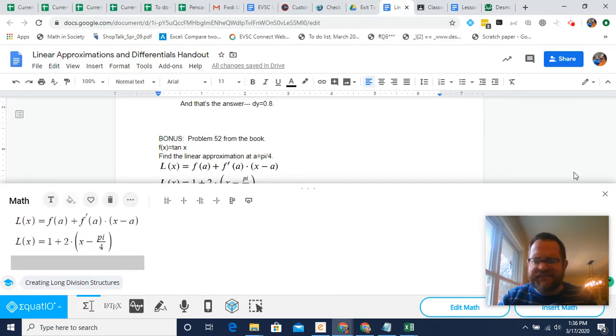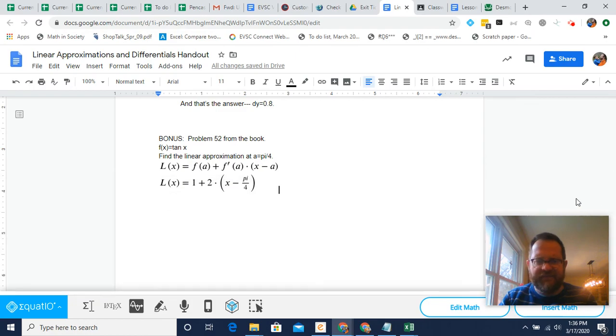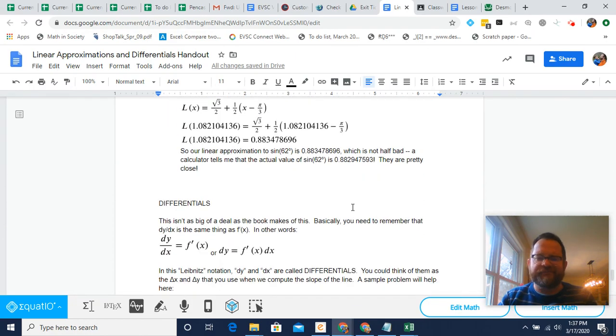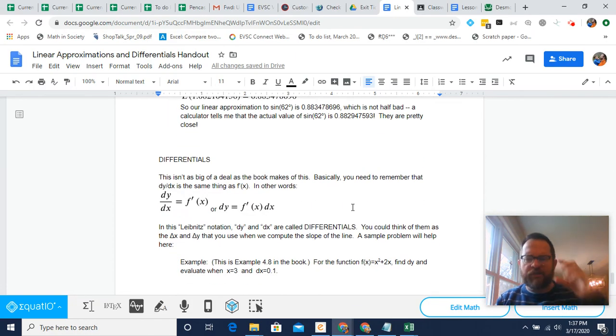Now, the rest of what happens in today's assignment is kind of making sure we're clear about some terms here. And this is this word differentials. Everybody gets turned around because of, like, man, there's so many words in this class that start with def or diff. Differentials are not as big of a deal as the book is making it sound like it is. What we need to do is just remember that in that Leibniz notation, dy dx is another way of saying f prime of x.